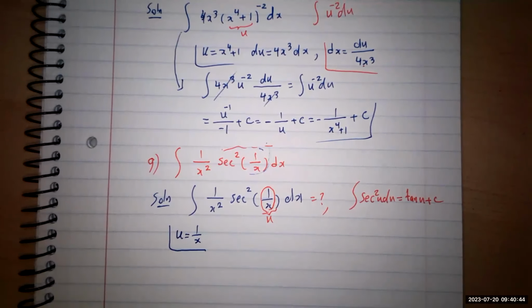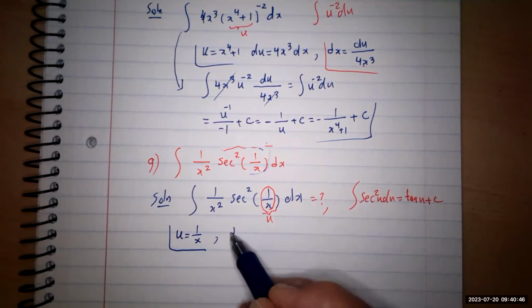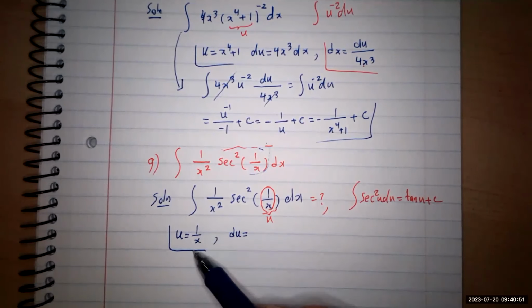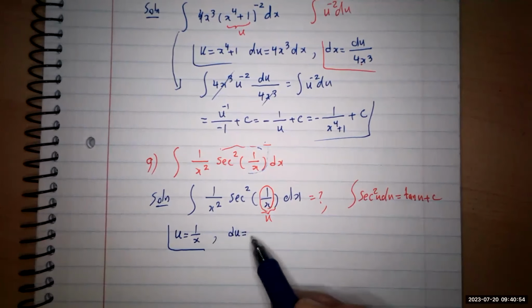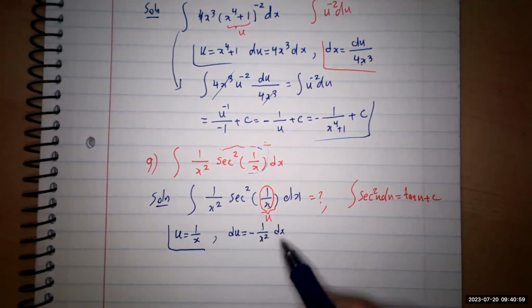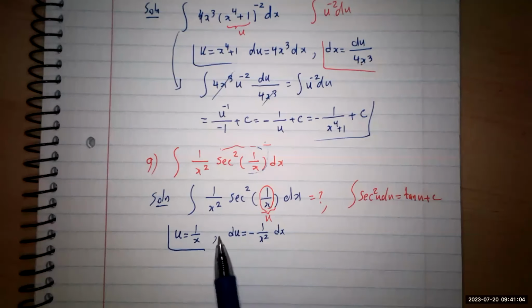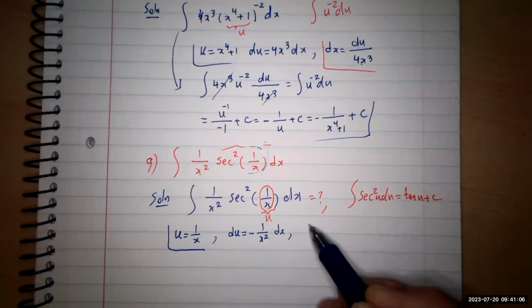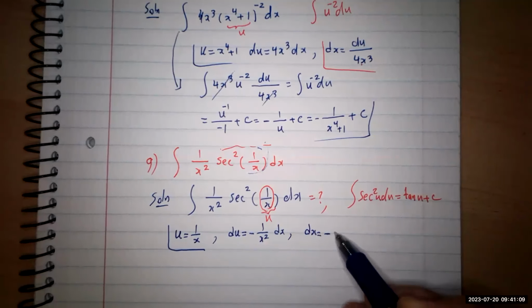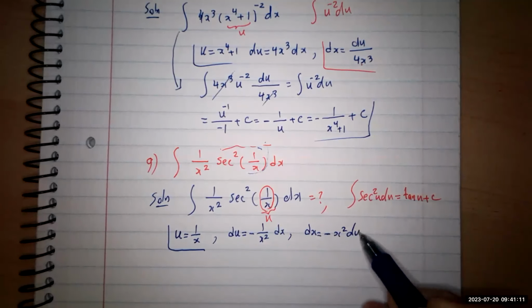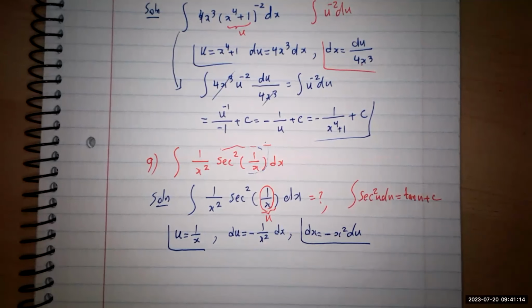That's u. Again, you have to find the du. You can use the quotient rule. Derivative of the top times the bottom would be 0. Bottom is 1, so that gives negative 1 over x squared. Then the dx. We have to find the dx. To find the dx, we cross multiply. So that gives the dx equal to negative x squared du. So that's what we want. Any question? Go back, substitute.